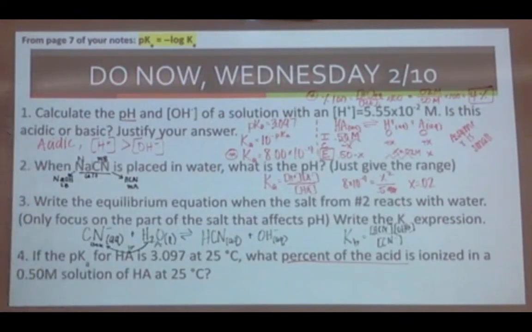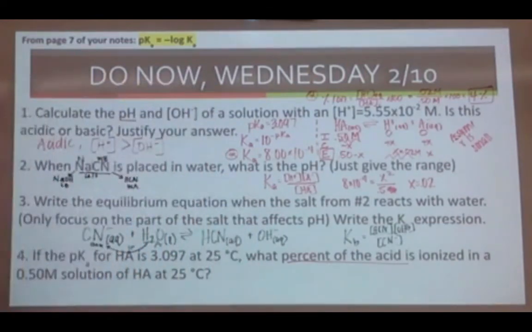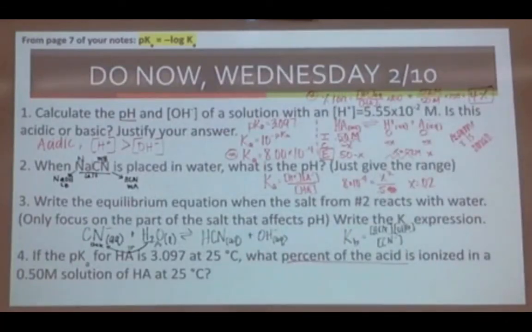I know that this took a little bit longer than normal with the do now, but I wanted to make sure that we got some of the older calculations. We looked at some things from yesterday, and I really wanted to hit on pKa and how that can represent Ka, while also doing another example like yesterday. Any questions on the do now? All right, so then we will get into examples.